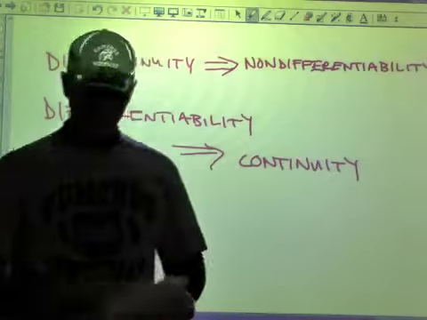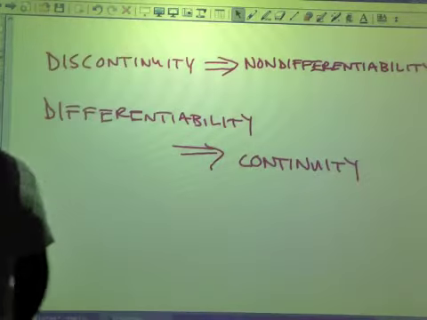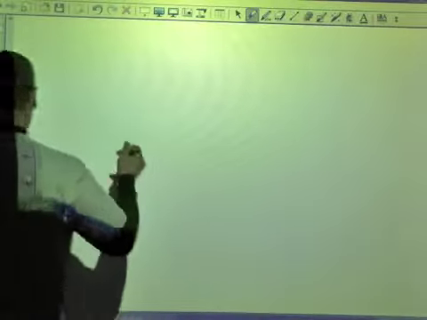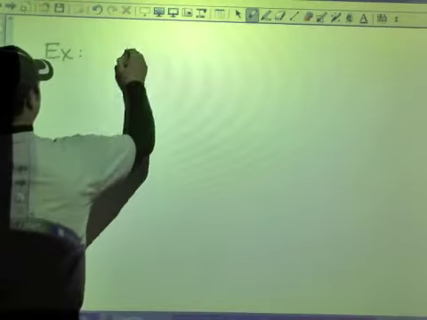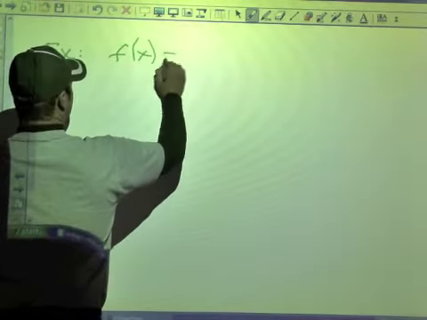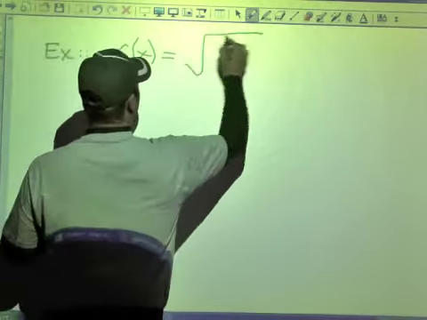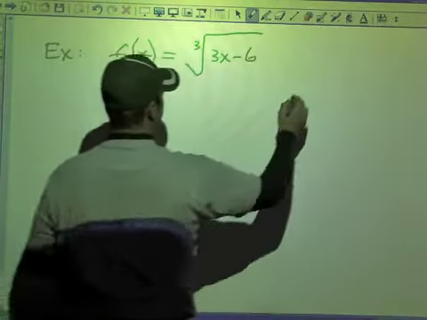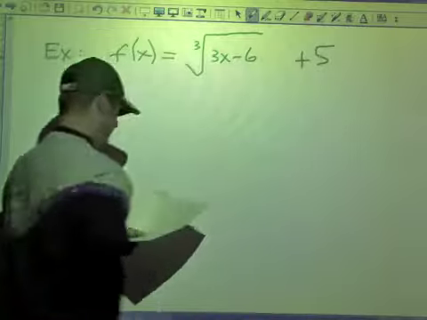Let's talk about some problems that you guys will have to do in the homework. The most basic type is just going to be, here's a function, find out where it's differentiable. So for example, let's take a look at this one. f(x) equals cube root of 3x minus 6, plus 5. Okay.